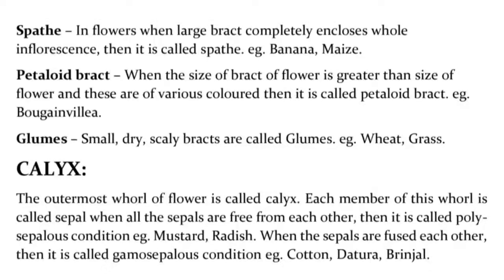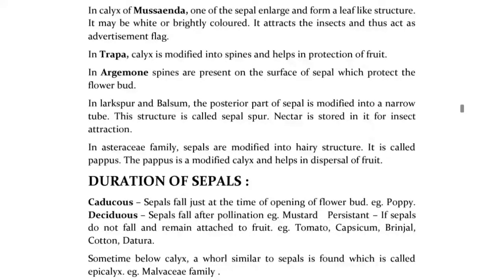wheat, grass. Calyx. The outermost whorl of a flower is called the calyx. Each member of this whorl is called a sepal. When all the sepals are free from each other, it is called the polysepalous condition, e.g. mustard, radish. When the sepals are fused with each other, it is called the gamosepalous condition, e.g. cotton, datura, brinjal. In the calyx of Mussaenda, one of the sepals enlarges and forms a leaf-like structure.